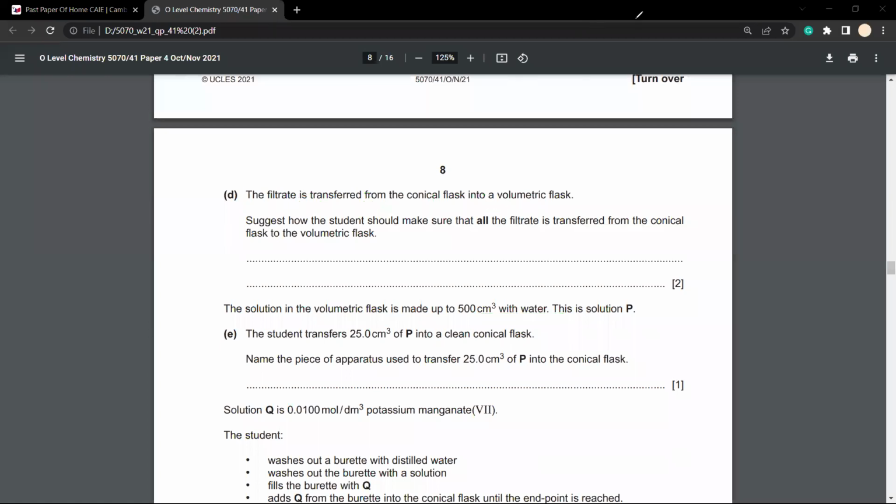Okay, after this we have the next part of the question, and it says that the filtrate is transferred into the conical flask, from the conical flask into the volumetric flask. Now remember, this is a different kind of apparatus, and the volumetric flask is only in order to make the saturated solution. Many a times they ask you what is the apparatus to make the saturated solutions in the lab. So in order to make the saturated solution, it can be of 250 cm cube, or it can be of 500 cm cube, or it can be 1 dm cube.